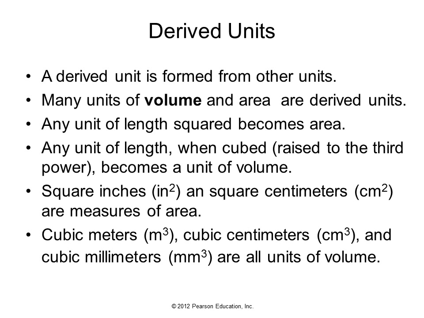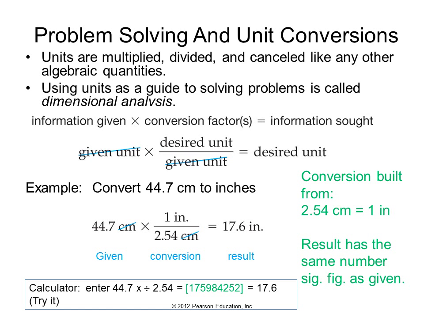We have derived units. Derived units are formed from other units. For instance, volume is length cubed, and area is length squared. A unit of length squared is an area. The unit of length cubed is volume. These are square inches, square centimeters. They're measures of area. And cubic centimeters, cubic meters. These are all units of volume.